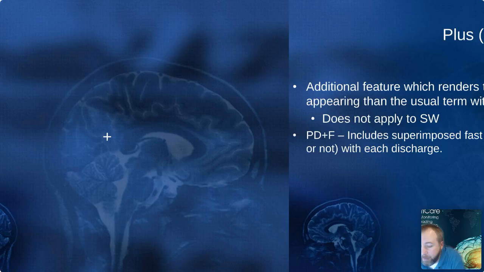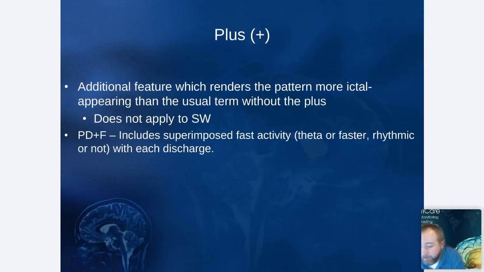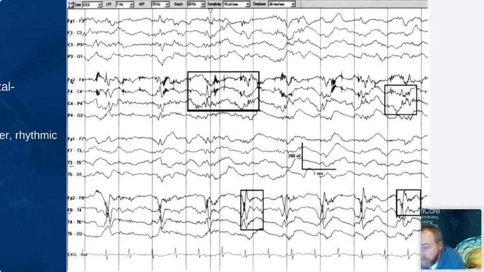All right, next we have the plus modifiers. I'm really running out of time, so I'm going to go as fast as I can here. It's an additional feature that renders the pattern more ictal appearing than the usual term without the plus. It does not apply to spike waves. So this is just for periodic discharges and rhythmic delta activity. So you can have a periodic discharge plus F. This is when it includes superimposed fast activity, so theta or faster, rhythmic or not, with each discharge.